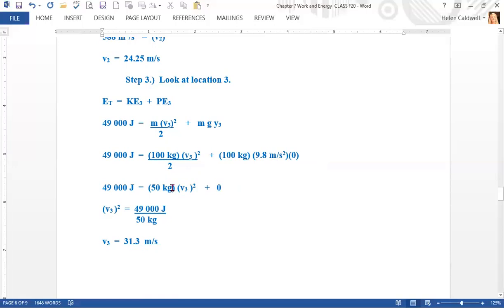To get the V3 squared by itself, you have to divide both sides by 50 kilograms. So 49,000 joules divided by 50 kilograms would give us V3 squared. And if you take the square root of that, you get 31.3 meters per second. I skipped 2 steps. If you can't do that, include them.